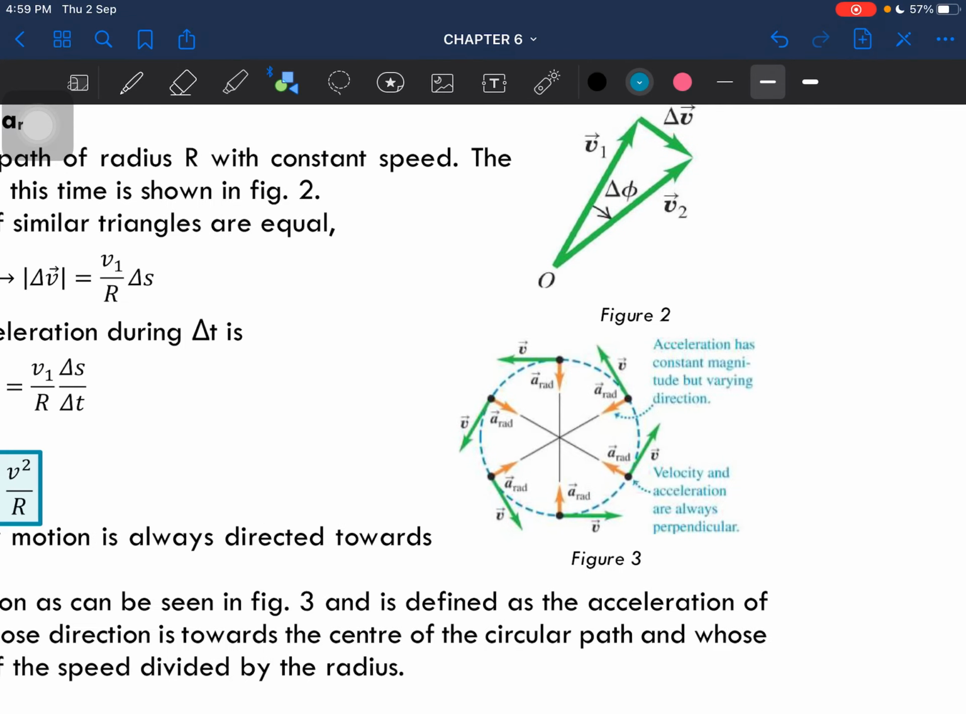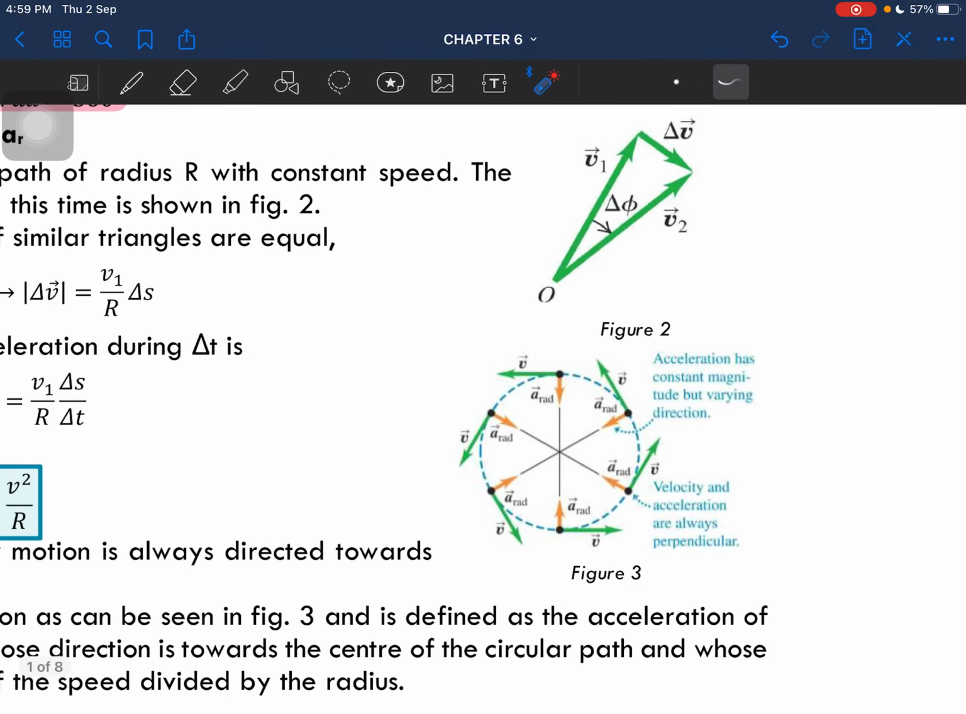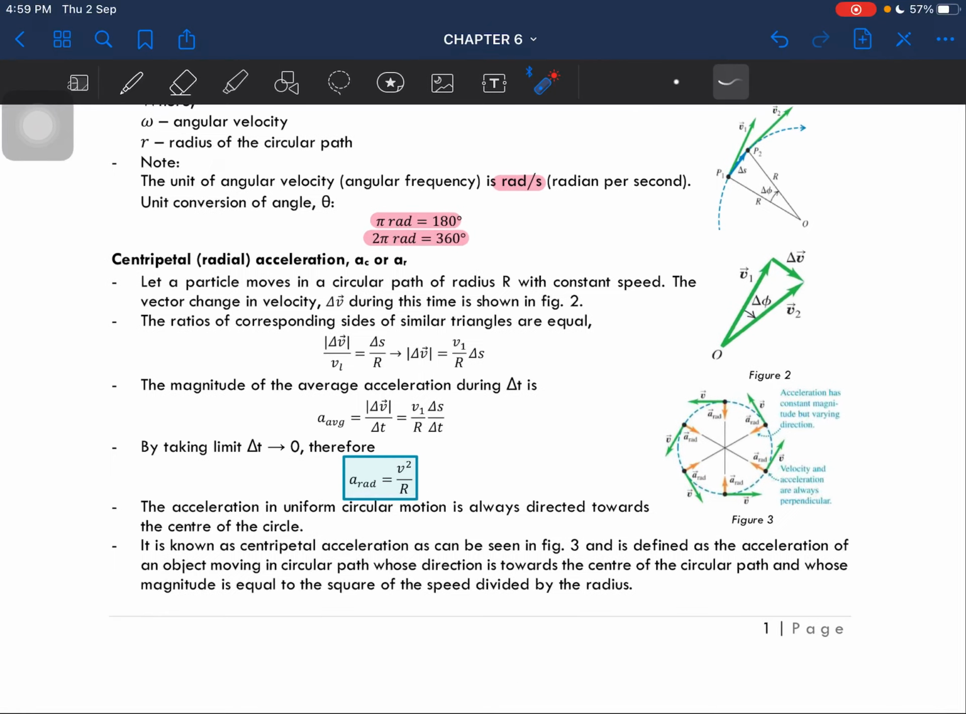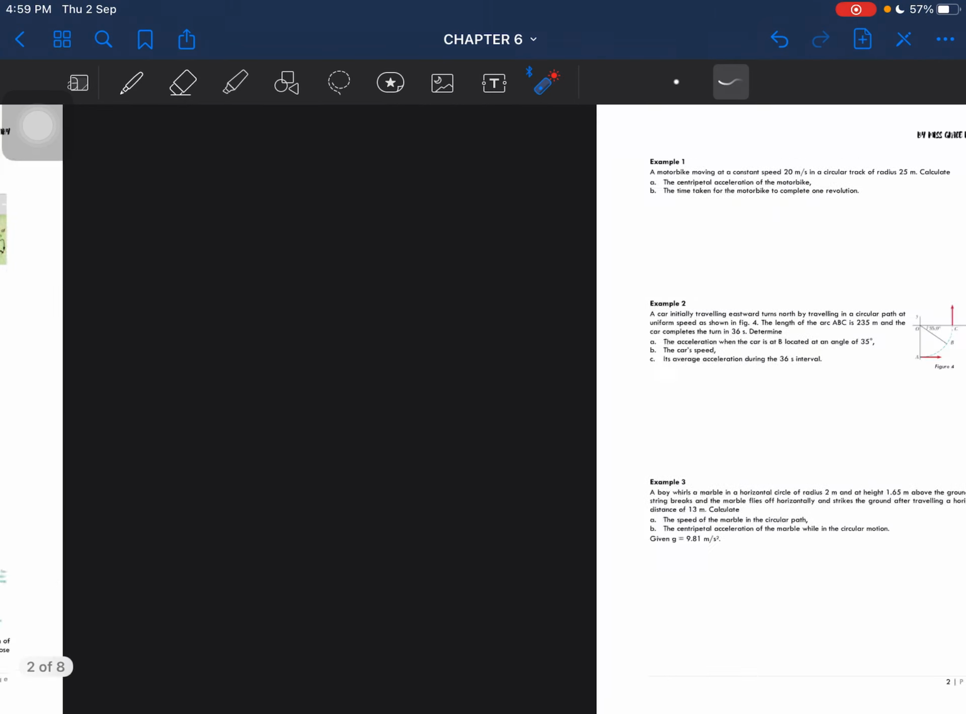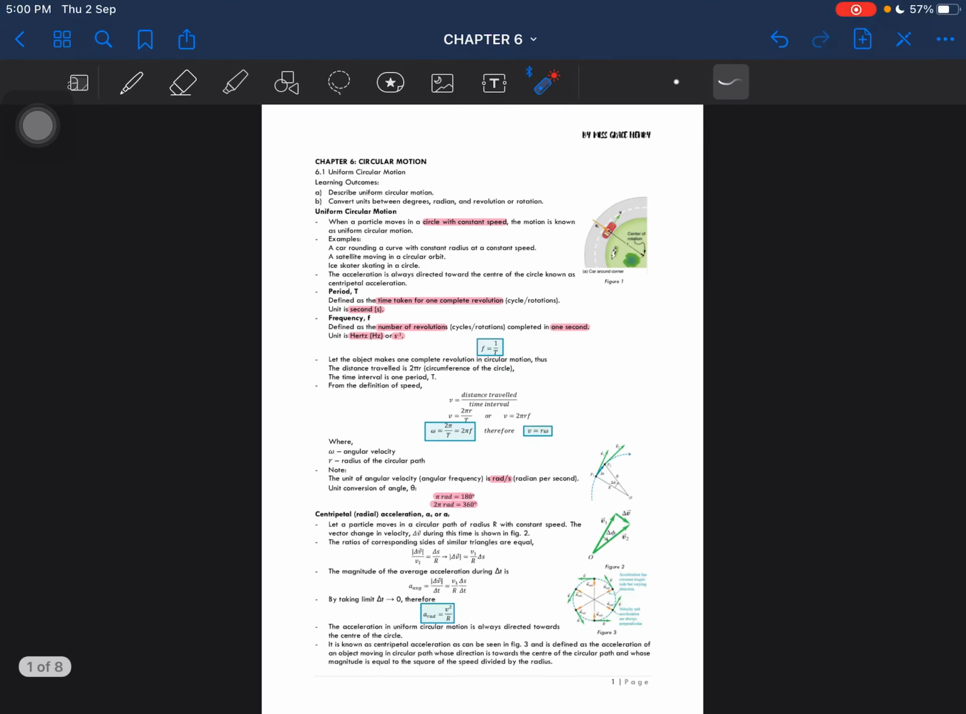Okay, so based on this diagram, we know that acceleration will have a constant magnitude, so all of these will have the same value. However, the only thing that is changing is the direction. Okay, so if you were to draw a diagram, you have to remember that the tangential velocity is always perpendicular to this centripetal acceleration. Okay, so they are always perpendicular to each other. Right, I think that's it for the theory in subtopic 6.1.